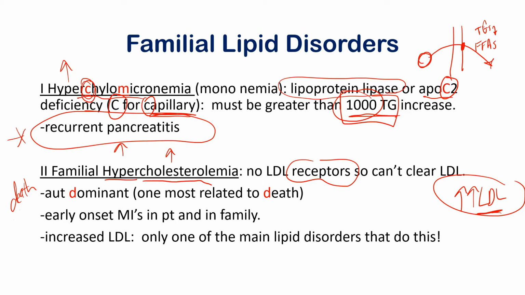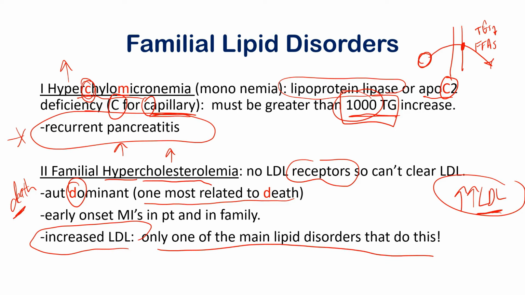So whenever I read familial hypercholesterolemia, I know that can equal death, so that helps me remember autosomal dominant, the one most related to early death. Because a lot of these other ones, you may even have a normal lifespan. Like for the first one, hyperchylomicronemia, you can have a normal lifespan if you take triglyceride medications. So this is going to cause increased LDL, and this is the only one of the main lipid disorders that does this. So that's unique to know. In the lab results, everything else is fine except for the cholesterol, and then you see increased LDL, that's really high. You need to be thinking of familial hypercholesterolemia.